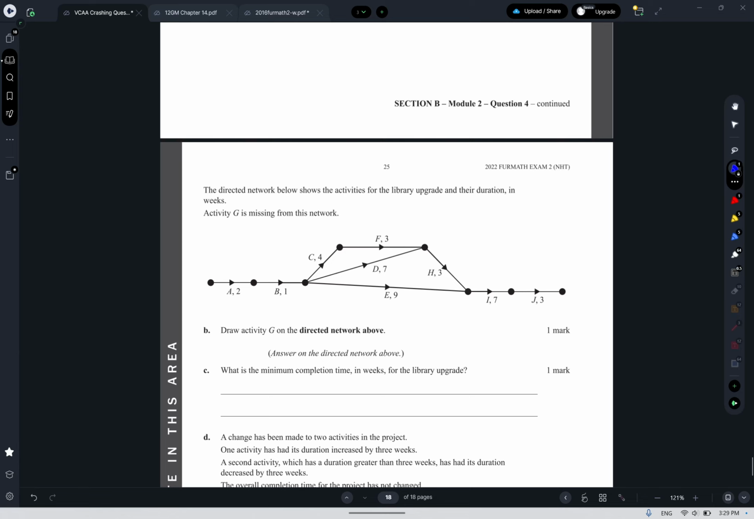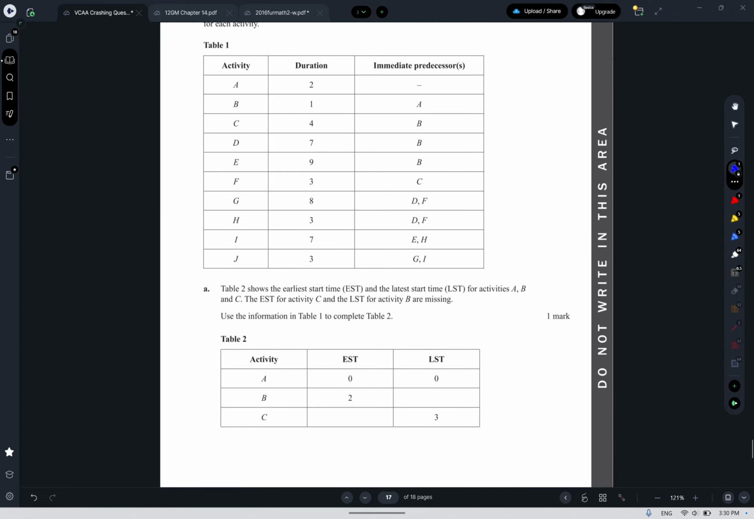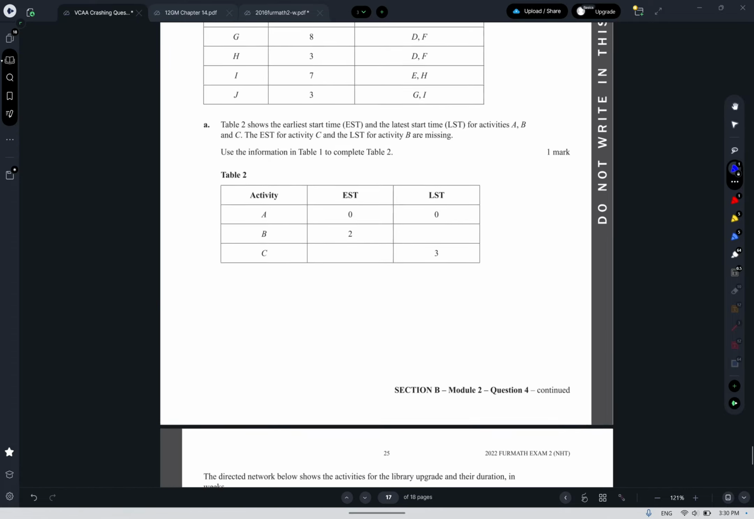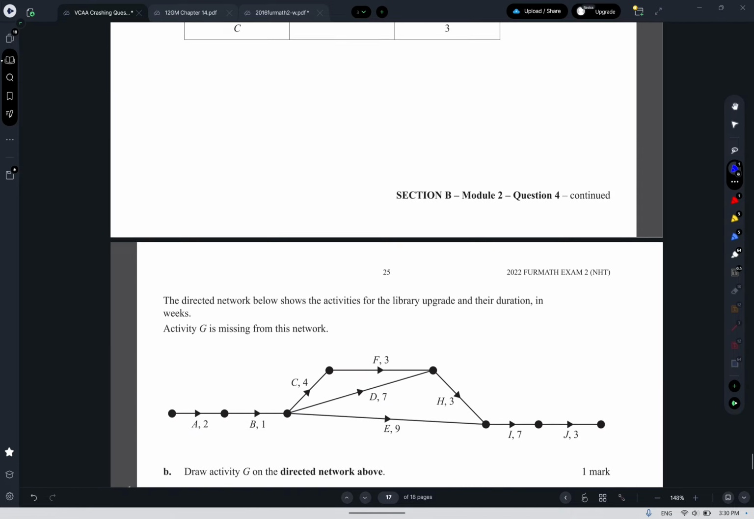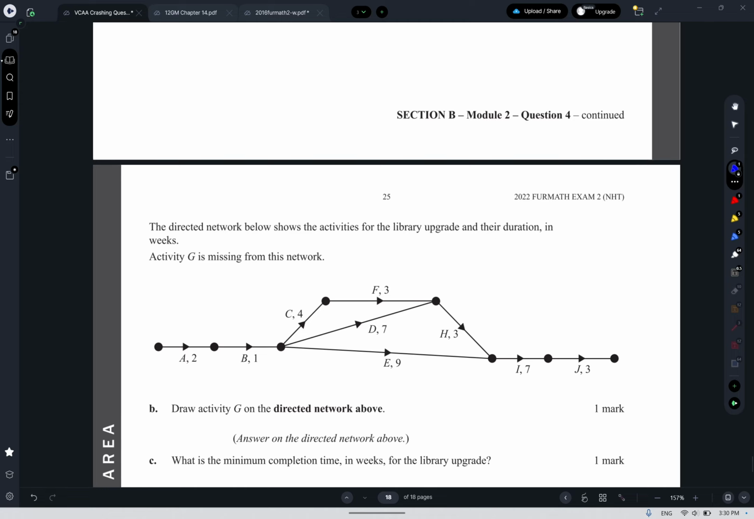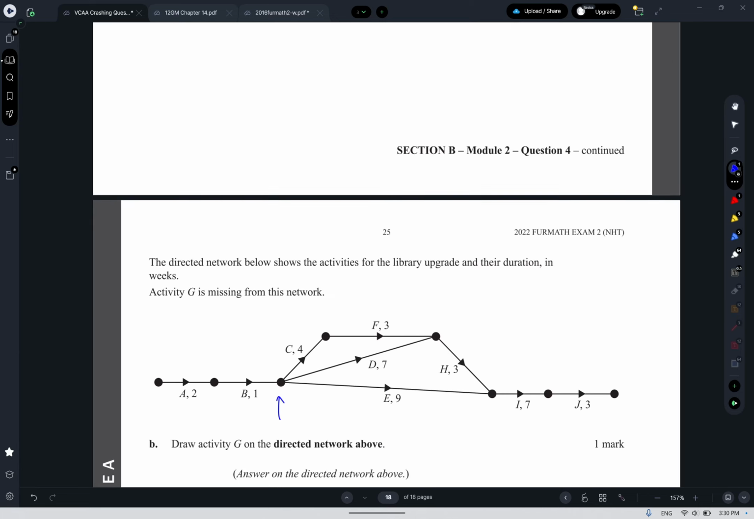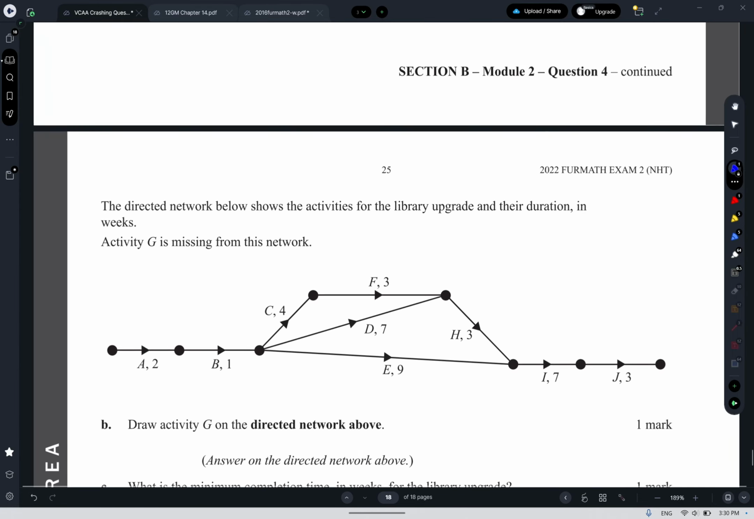Then we also have the network drawn below. So I'm going to use the diagram rather than the table. I want the EST and LST of B, and the EST of C. The EST of C should be 3 from the diagram. So it's there. And then the LST of B is going to be this one here.